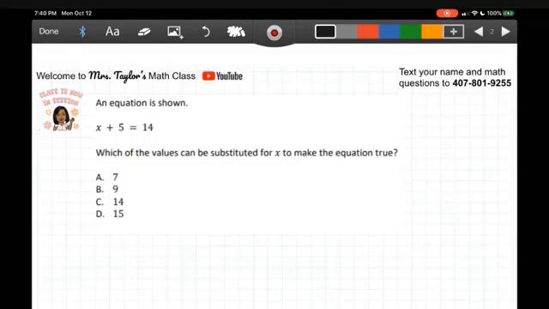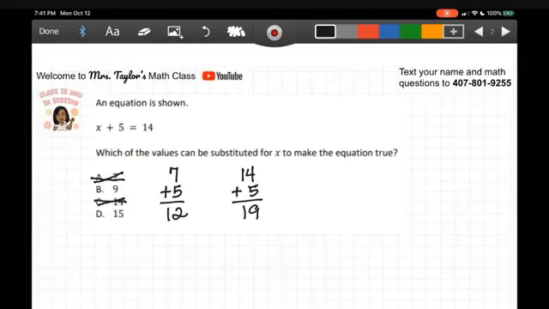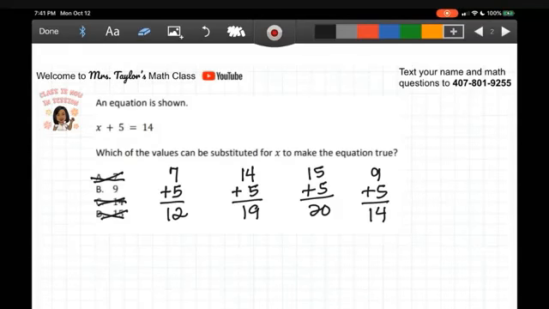For answer choice A, 7 plus 5 gets me 12, so it won't be A. For answer choice C, 14 plus 5 gets me 19, so it won't be that one. And for D, 15 plus 5 gets me 20, so it won't be that. So you have to let people, or students, or anyone who needs to know, why an answer is the only answer possible, and why the other ones are not possible. Okay? Let's keep going.